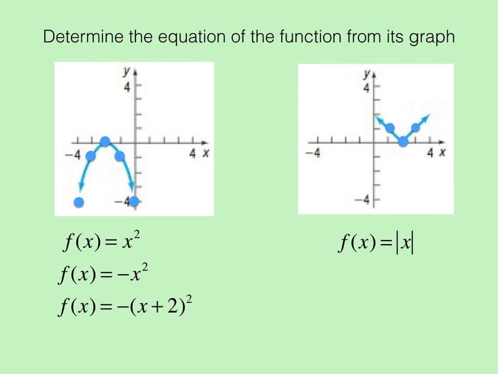But the only thing that I have to include in my equation is the fact that the vertex is shifted 2 to the right. So inside my absolute value bars, I must include minus 2.